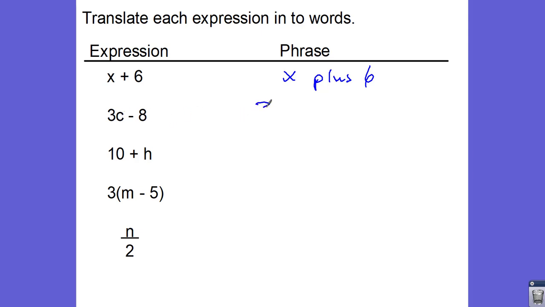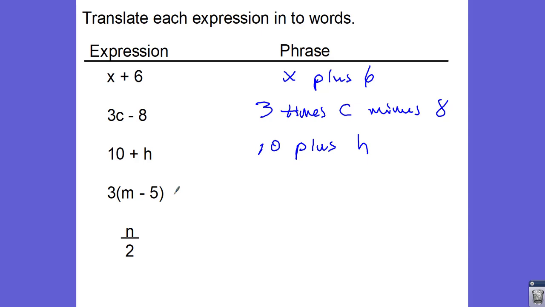Write this one as 3 times C minus 8. 3 times C minus 8. The next one, 10 plus H.